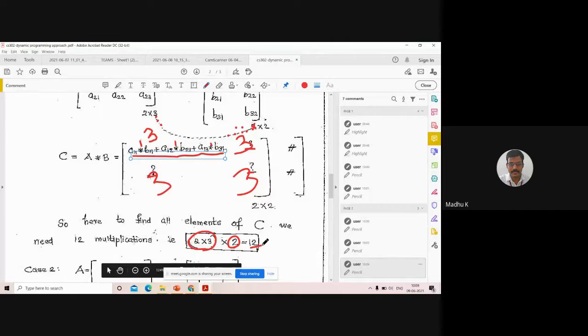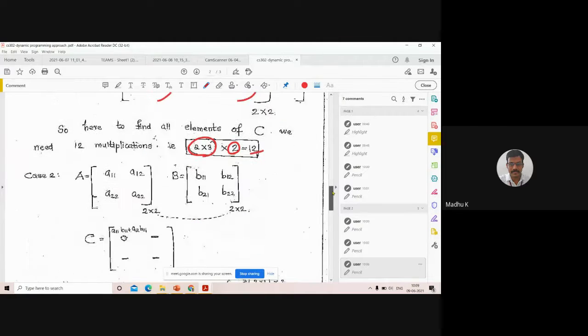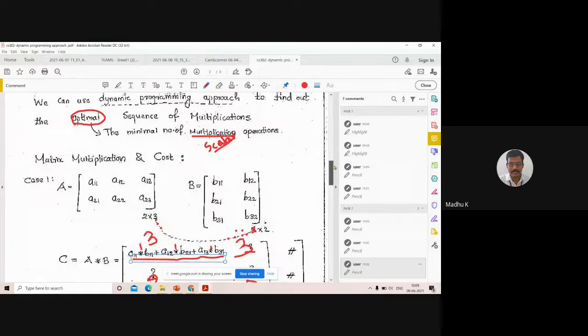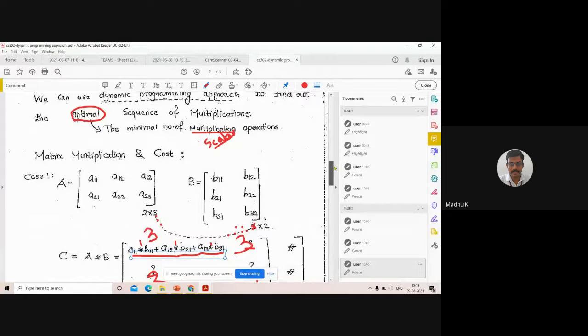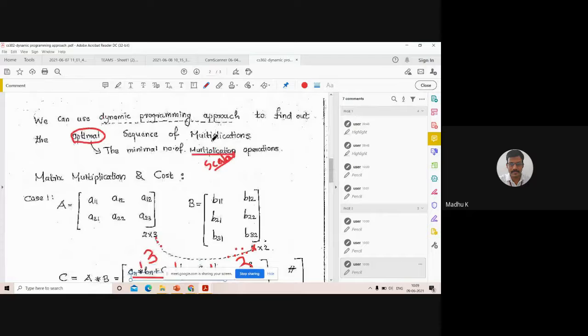In this way, we can find out how many basic scalar multiplications are needed to multiply two matrices. Using this concept, you can find. So this is the basic concept you should study before studying the dynamic programming approach.